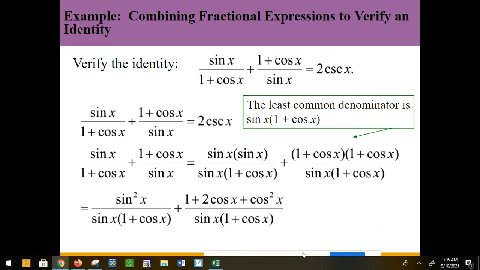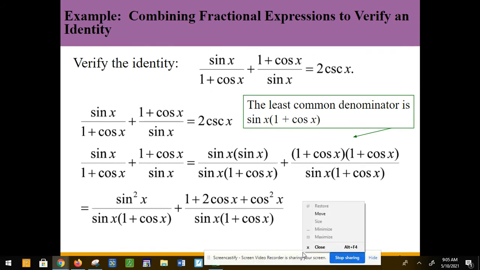The first thing you need to do when you have fractions that you're adding, no different than when you learned, remember when fractions were just numbers, you needed a common denominator to add those fractions together. This is no different. Between fractions that have a denominator of 1 plus cosine of x and sine of x, the least common denominator is sine of x times 1 plus cosine of x. Out of the two fractions, we're going to simplify the left side to try to make it equal to the right side here.